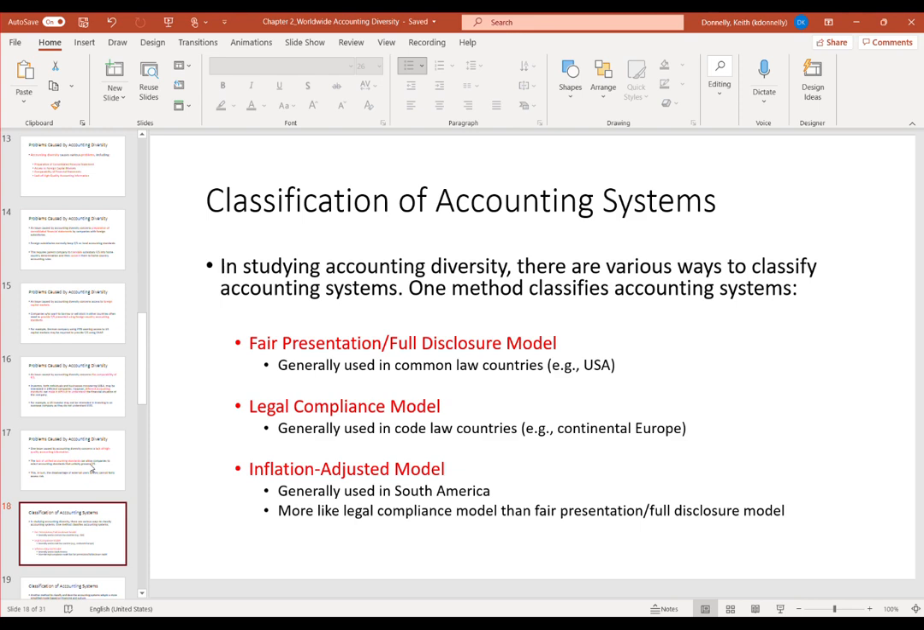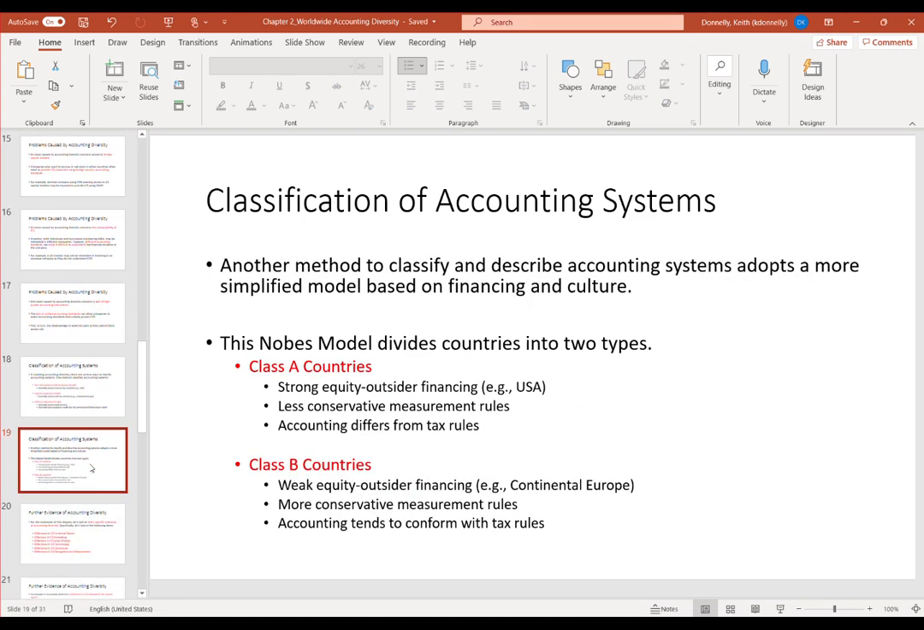Or we can have an inflation adjusted model. It's similar to fair presentation and full disclosure, but it's really going to factor in high inflation. We have to adjust for that. So it's a fair way here of basically saying, in a very high level would be like US versus Europe, right? GAAP versus IFRS, fair presentation, full disclosure versus a legal compliance. The first of those being modified if you're looking at like a high inflation country. So that's one way you can do it.